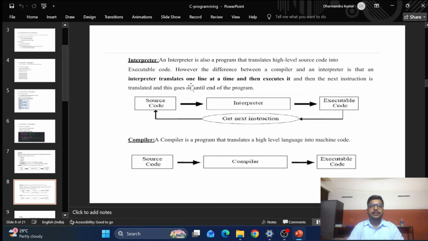Okay. Here, what do we have written? However, the difference between a compiler and an interpreter is that an interpreter translates one line at a time and then executes it. Then the next instruction is translated, and this goes on until the end of the program. But what does a compiler do? A compiler is also a translator, but it translates the whole program code at one time. Clear? Okay.